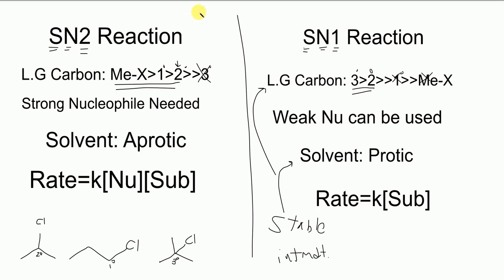So both of these are nucleophilic substitution. The difference is just the order between them. So this is first, this is second, right? So the second order, first order. And SN2 is a one-step reaction, and SN1 is a two-step reaction, okay?